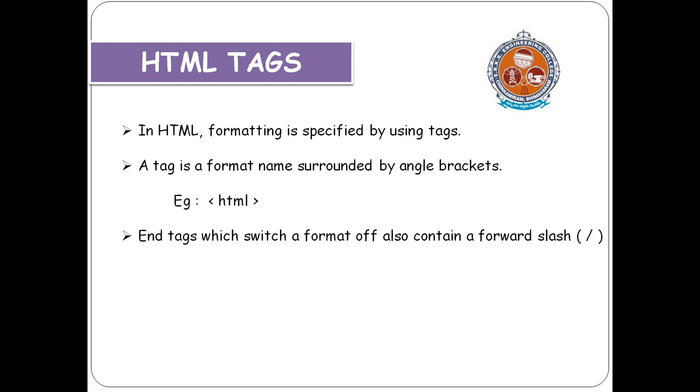In HTML, formatting is specified using a tag. A tag is a name surrounded by angle brackets. Whatever the tag, it should be surrounded and defined with opening and closing angle brackets. If you define HTML, it should be followed by an angle bracket. If any tag is ended, you have to use a slash. For example, if you open HTML and want to close it, after the opening angle bracket you have to give the slash.